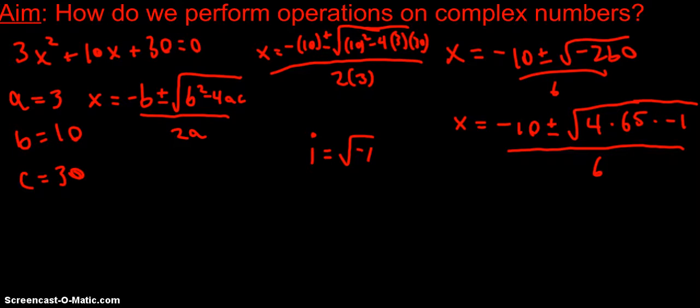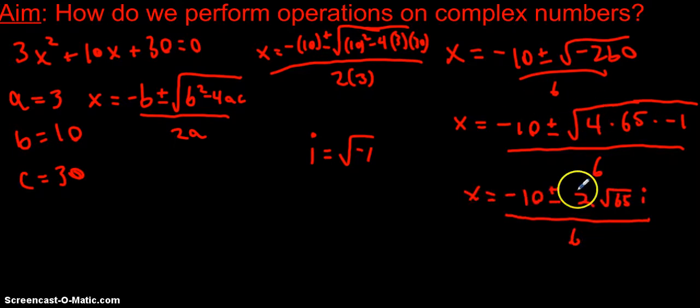So, by simplifying this, the radical of 4 becomes 2. The 65 cannot escape the radical because it is not a perfect square and has no perfect square factors. It's the product of 5 and 13, which are both prime. The square root of negative 1 will become i. And i has no real purpose on this problem at the moment. We'll explain what it's for shortly.